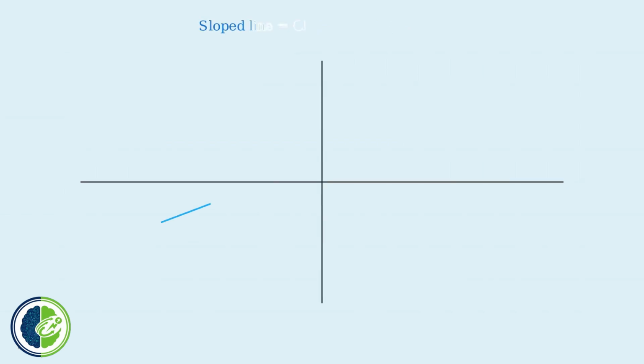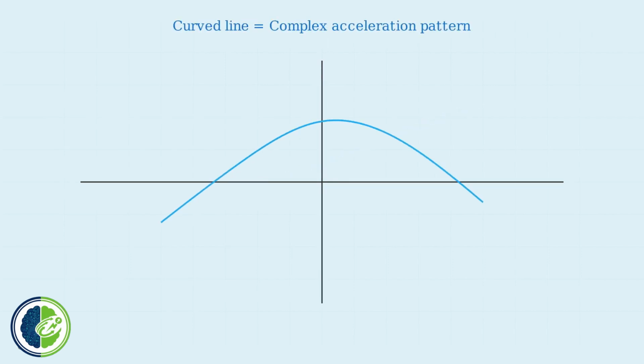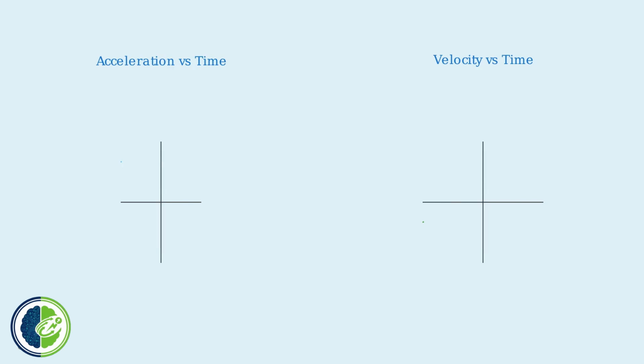The area under an acceleration versus time curve represents the change in velocity over that time interval. This is a powerful concept that connects acceleration graphs to velocity changes. When acceleration is not constant, the line will be sloped or curved. A sloped line indicates that acceleration itself is changing over time, while curved lines show more complex acceleration patterns. These acceleration graphs directly relate to velocity versus time graphs. Constant positive acceleration on an acceleration graph corresponds to a linearly increasing velocity on a velocity graph.